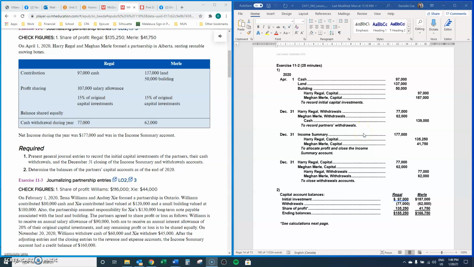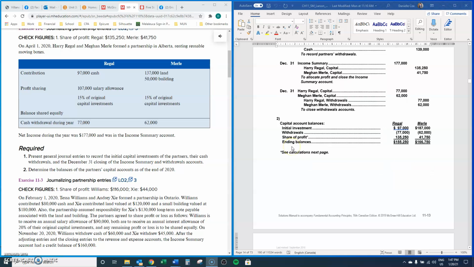Close out the income. So it's $177,000 in income. So that would be sitting there as a credit. So we'll debit that, and then we'll credit each one of their capital accounts again. And they get credited. Profit sharing: one of them gets a salary, and then it's 15% of their original capital investments.